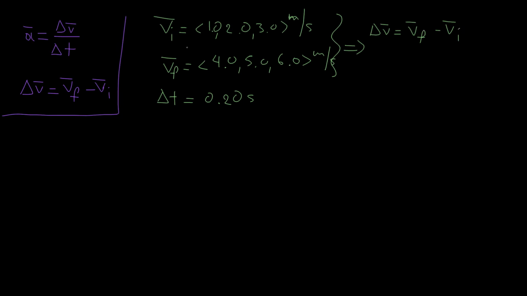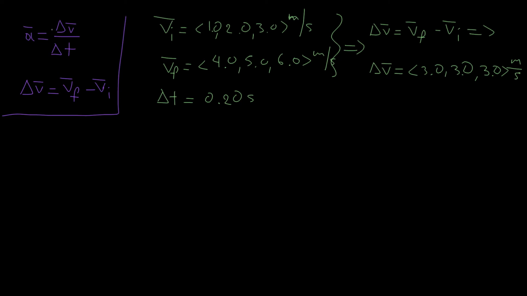Now to calculate this difference, I need to subtract the x component. So I will need to do 4 minus 1. And for the y components, I need to do a 5 minus 2. For the z component, I have to do 6 minus 3. So if we do this calculation, we will find the delta v to be all x, y, z components will end up being the same, 3.0, because their differences are the same. So this is a delta v of 3 meters per second.